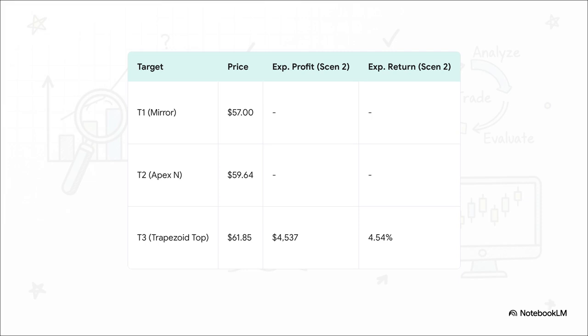But it's not just about entry and risk. The initial plan also laid out a potential roadmap for the price. 3 key targets were identified right from the start. Target 1 was the mirror line, Target 2 was a point called apex N, and Target 3 was the top of that geometric shape called the trapezoid. The plan even calculated a potential return of 4.54% for one of the possible scenarios.